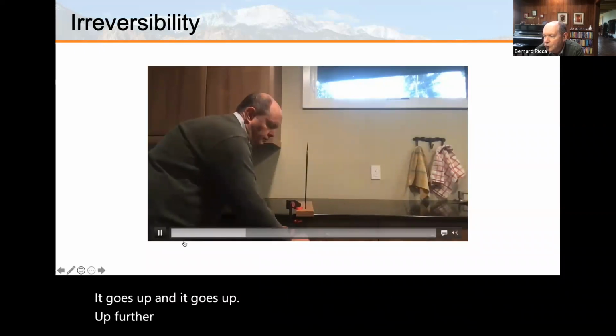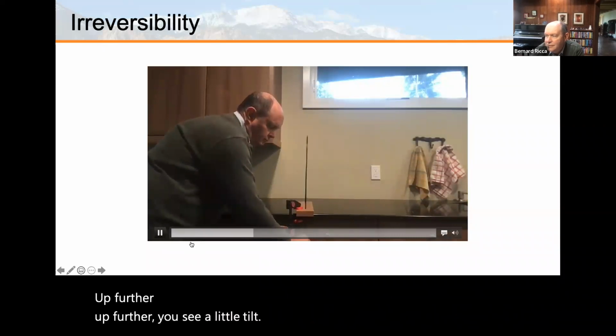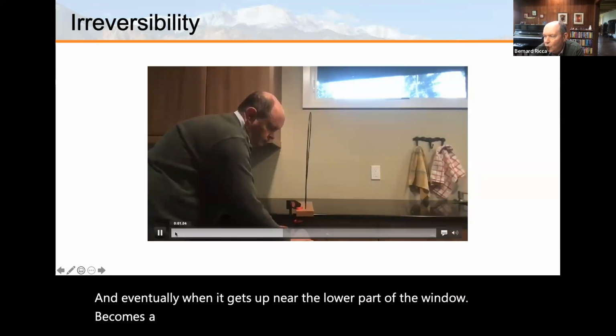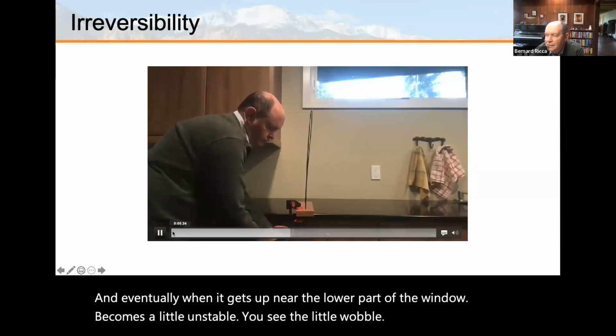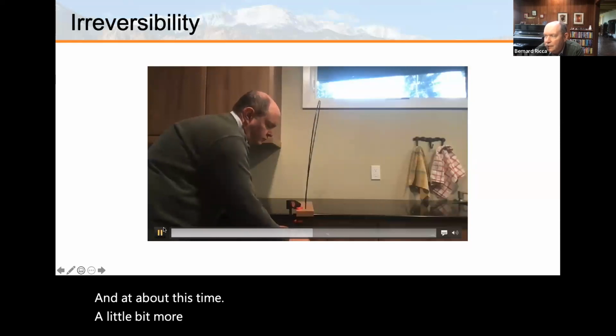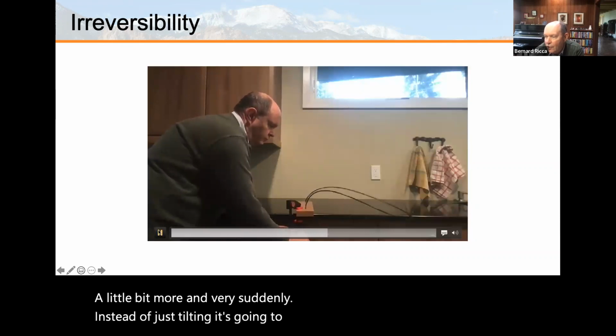You see a little tilt, and eventually, when it gets up near the lower part of the window, it becomes a little unstable. You see the little wobble. And at about this time, a little bit more, and very suddenly, instead of just tilting, it's going to go crashing down.